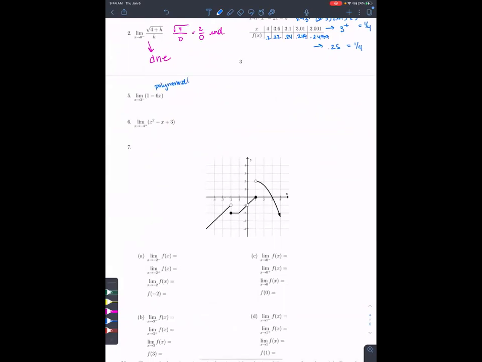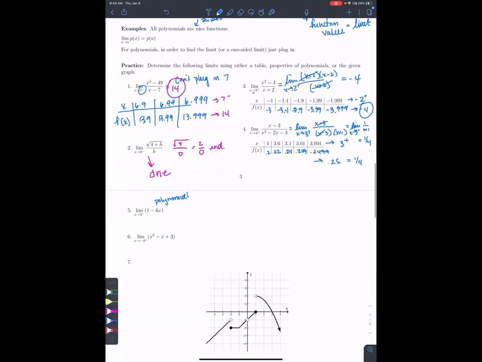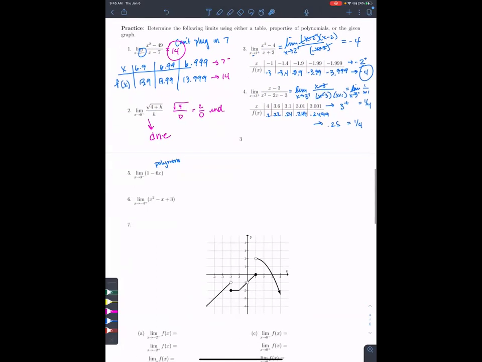All right, so number 5, this is a polynomial, so we can just plug in and go. This won't have any issues anywhere. All of these have potential issues because of the bottom not wanting to divide by 0. So this one, we don't have that issue, so we can just plug in. So this would be equal to 1 minus 6 times 3, which would be 1 minus 18, so -17.